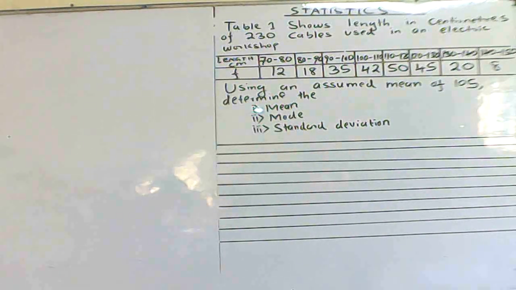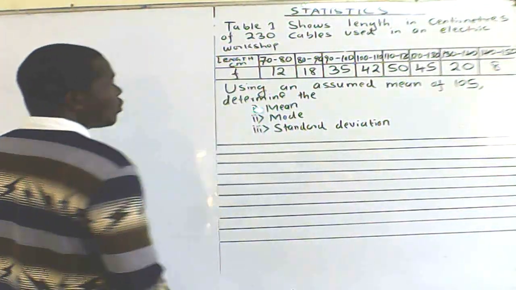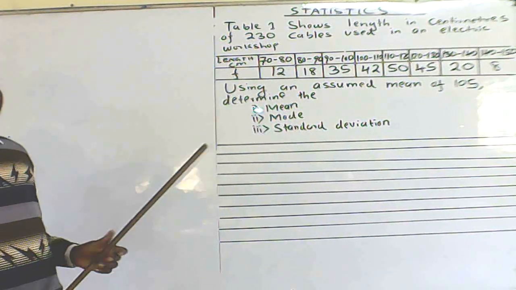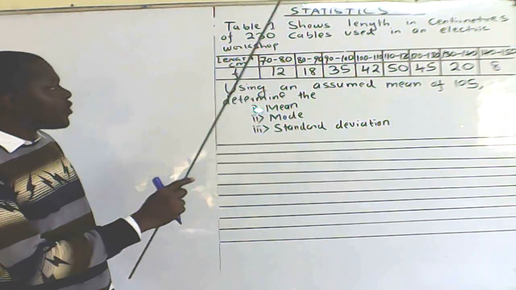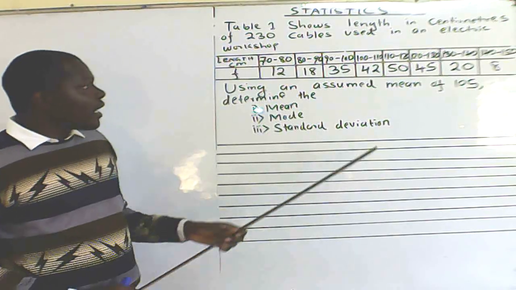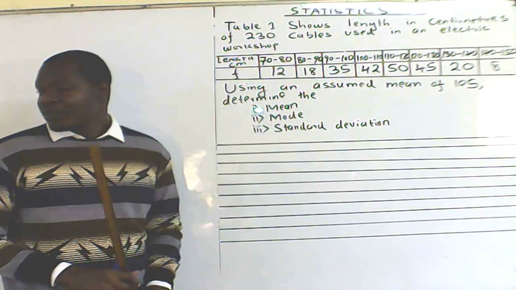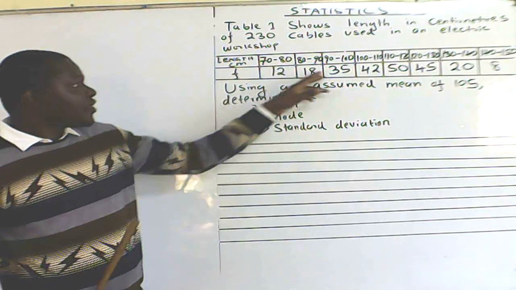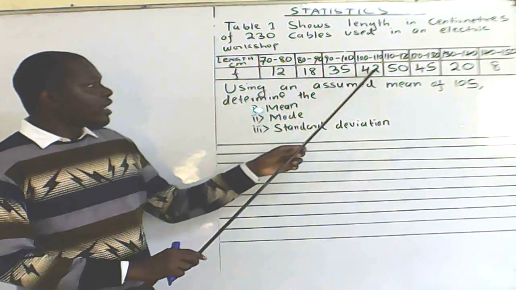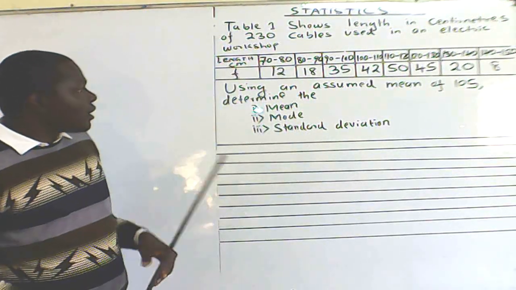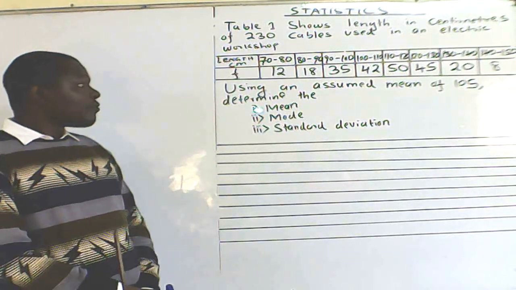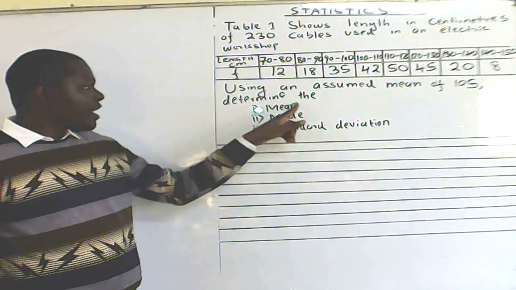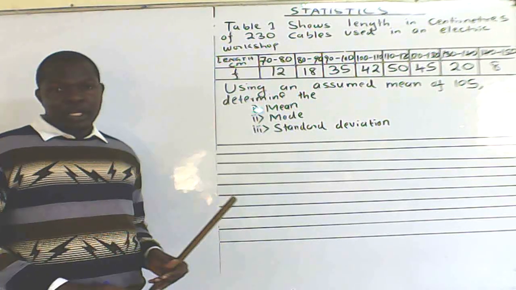Table 1 shows the length in centimeters of 230 cables used in an electric workshop. The lengths are given from 70 to 80, 80 to 90, 90 to 100, up to 140 to 150. Then the frequencies, the number of cables in each class, are given. You are told to use an assumed mean of 105 to determine the mean, mode, and standard deviation.